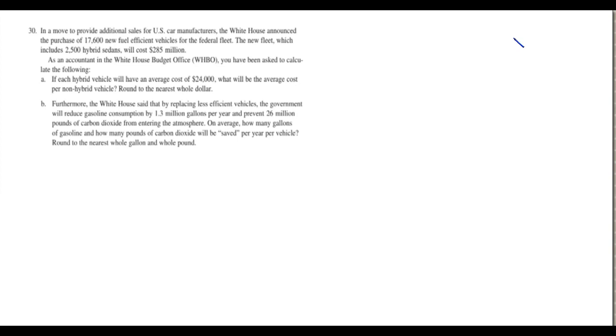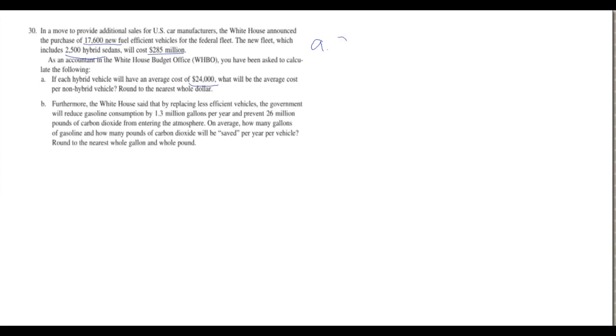All right, so for this one, for 30A, we already know that they've got 2,500 hybrid sedans. And we know that each of those costs $24,000. We also have the total. So that it's all going to cost 285 million. We've got that, and we've got this piece. We also know the total number of new vehicles. So the way we're going to figure this out is we are going to take the total amount and subtract the cost of the hybrids.